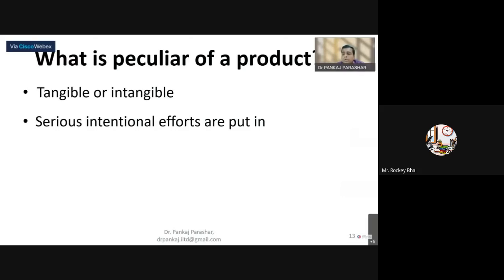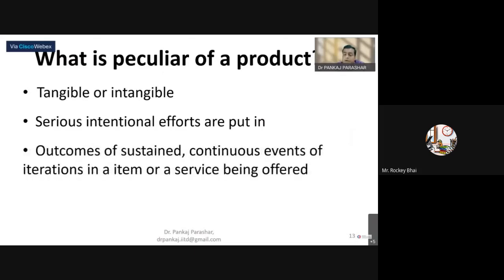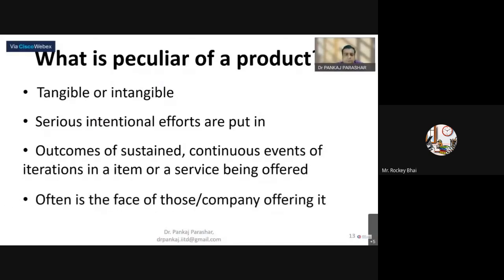The skills are honed. You are taught in the college. You make efforts on designing a product. A thoughtful process goes into product designing. Outcomes are sustained. Continuous events and iterations will keep on improving. Improvement is a process, but at least of that level, you'll always get as a product. It's basically many a time the face of the company.